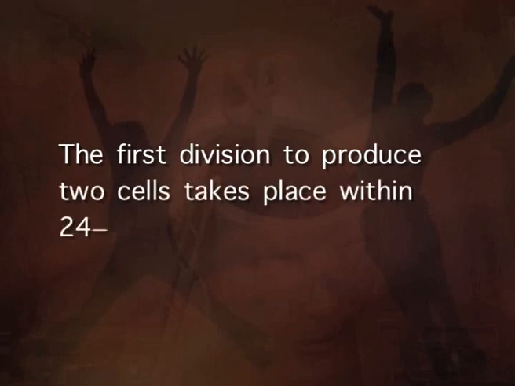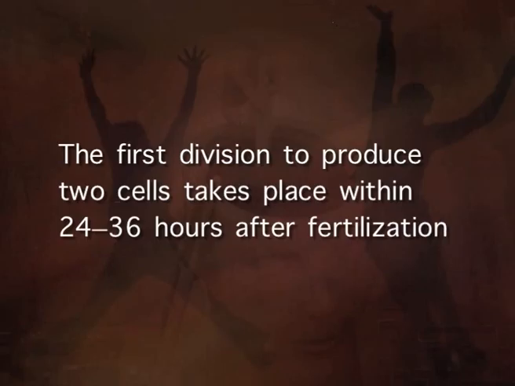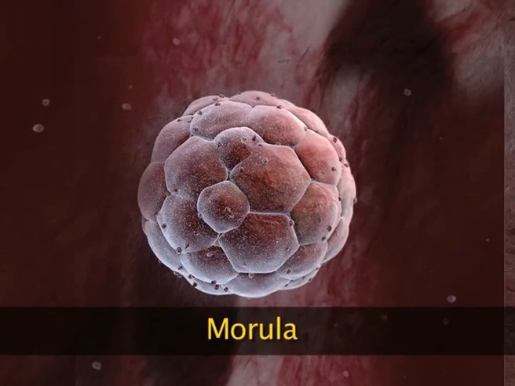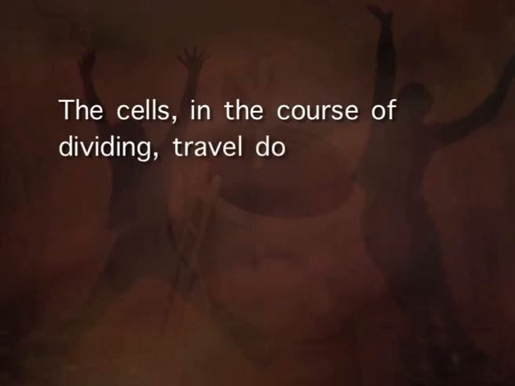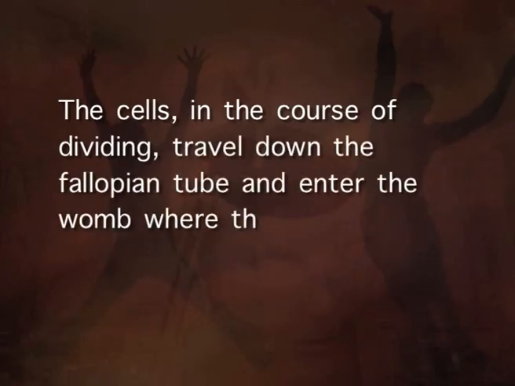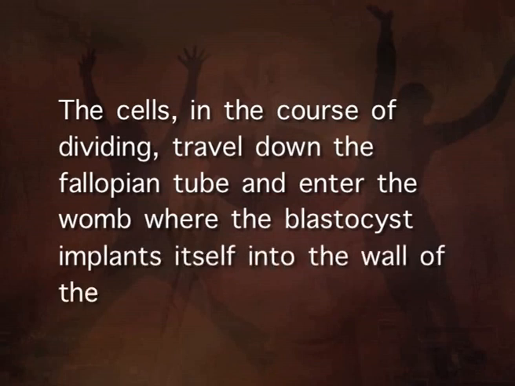The fertilized egg, which we call the zygote, is a single cell, but it soon begins to divide. The first division to produce 2 cells takes place within about 24 to 36 hours after fertilization. The cells divide first to form a ball of cells called the morula, which then develops into the blastocyst that involves the formation of a cavity within the morula. The cells, in the course of dividing, travel down the fallopian tube and enter the womb, where the blastocyst implants itself into the wall of the uterus. This happens about 5 to 6 days after fertilization.